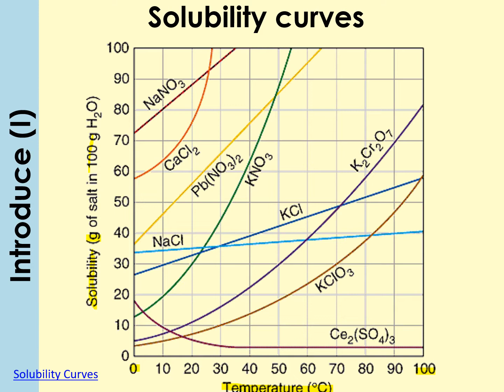I'm going to choose this one, K2Cr2O7. Doesn't matter what that substance is, but let's see what that curve shows. I can see as the temperature is going up, so as we go along the bottom, as the temperature is going up, the solubility is also going up. So as the temperature goes up, the solubility of K2Cr2O7 rises.